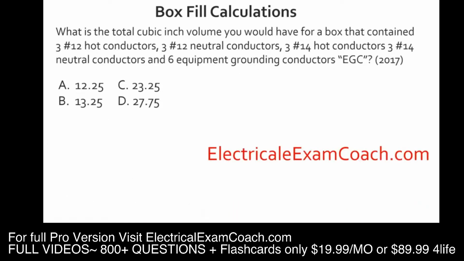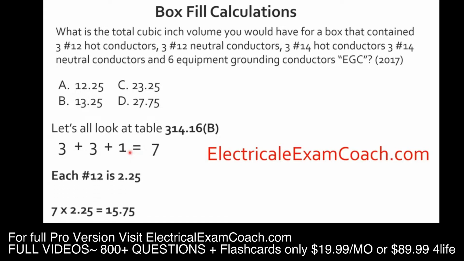Let's go ahead and do one more for the 2017. We have the total cubic inch volume, and we have 3 12 hots, 3 12 neutrals, 3 14 hots and 3 14 neutrals, and 6 equipment grounding conductors in the box. First, let's count our 12s because that's what we're going to group all the equipment grounding conductors with, the largest conductor in the box. We know we got 3 hots, we know we got 3 neutrals, and we're going to group all of those equipment grounding conductors, counting them as 1 with the largest, which happens to be 12. We bear that math out.